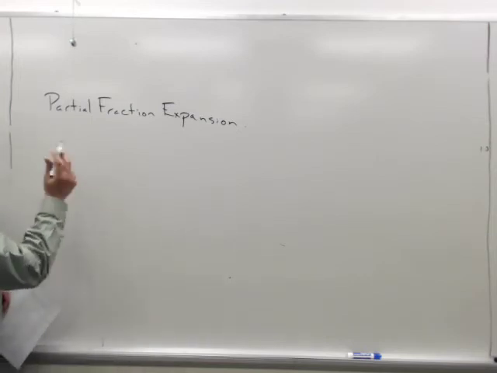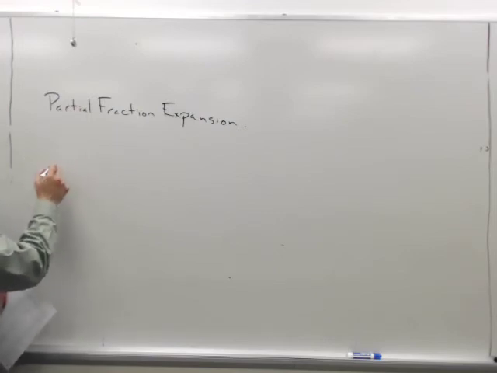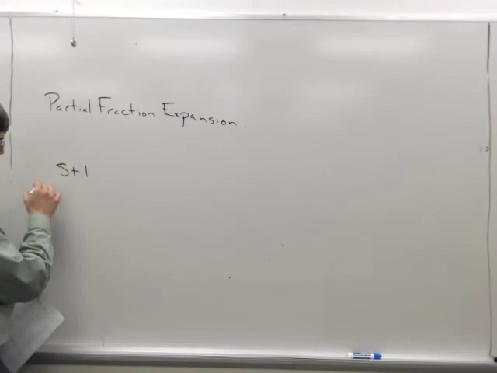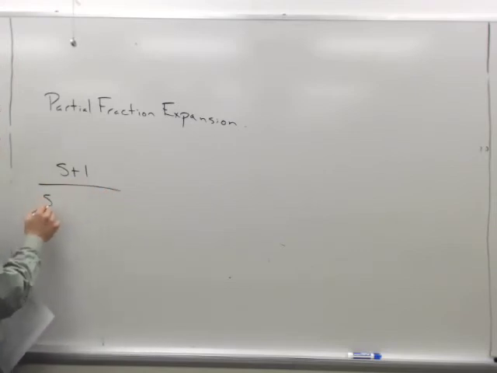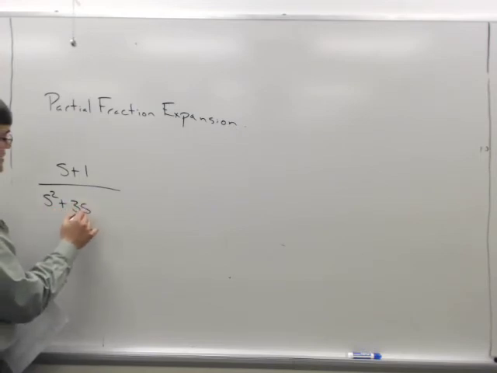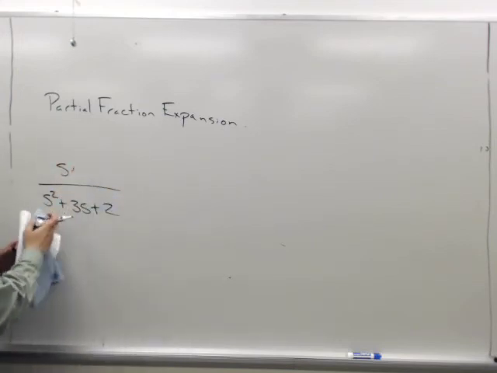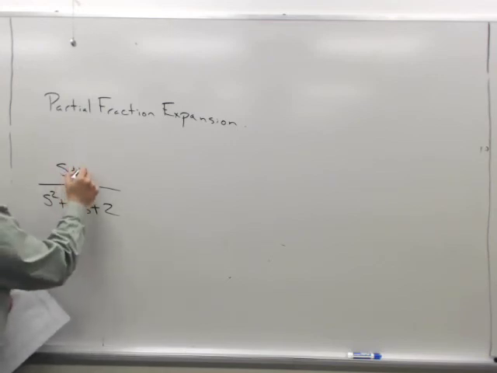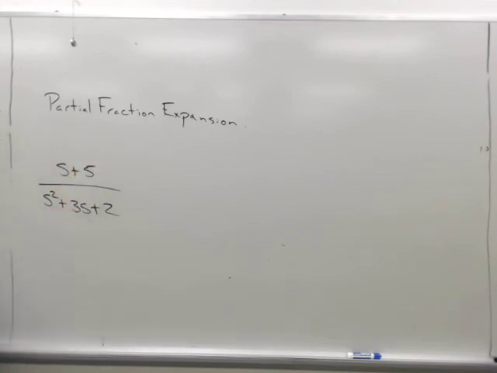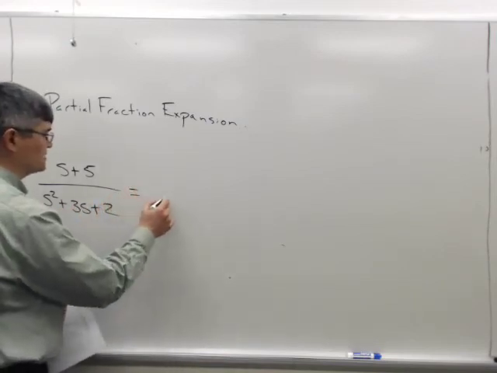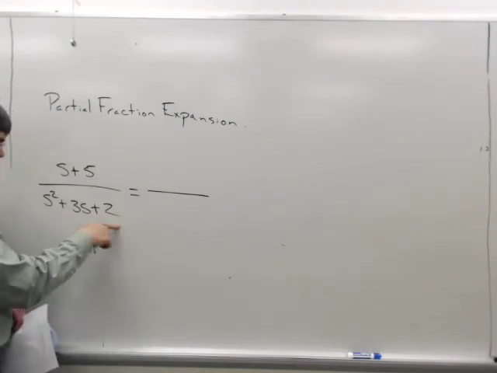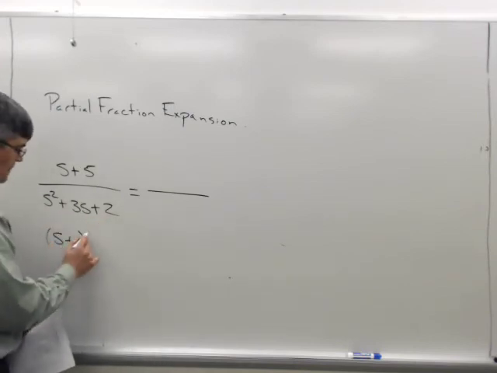If I have an expression like this, like s plus 1 over s squared plus 3s plus 2. Okay, well, I don't want to do that one. Let's do this: s plus 5 over... Okay. Let's say that I have this expression. The problem is that you're not going to be able to find this in your table. Right? So to find an expression in your table, you're going to have to factor this into its component parts. This is s plus 1, s plus 2.